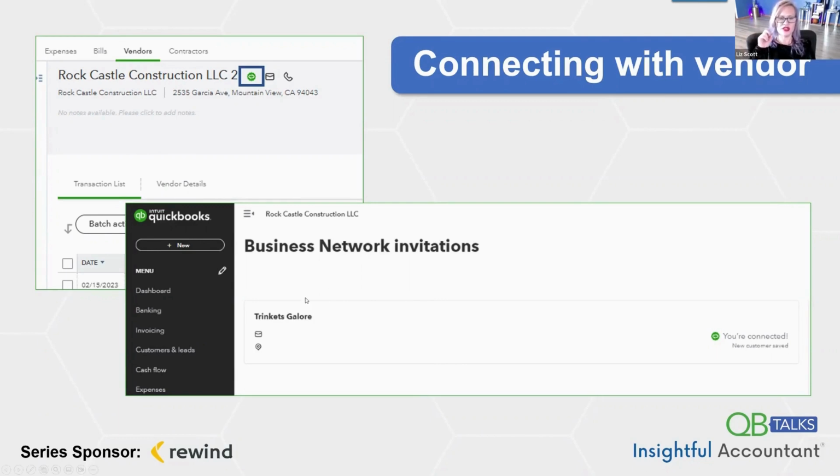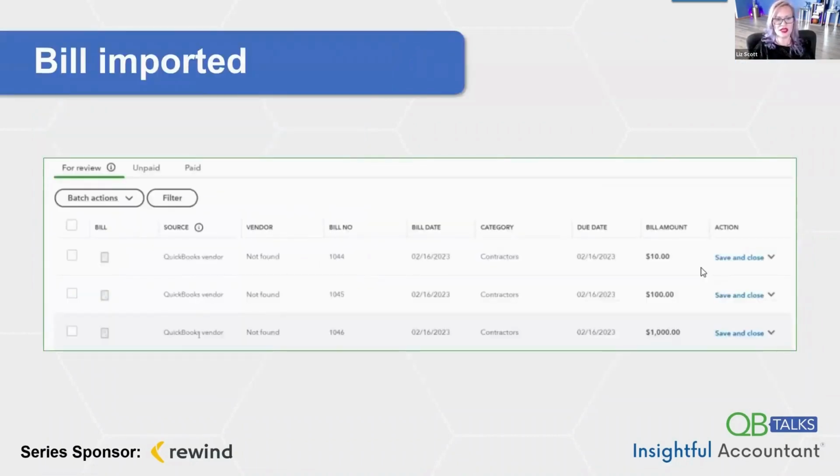In this case, one of these businesses is called Rock Castle and the other one's called Trinkets Galore. Both of them have accepted to be part of the business network, so their information is being shared back and forth. They are linked. The thing that's also cool about being linked is that you can import your bills. If I've got a customer and I am creating an invoice and we're linked, as soon as I create that invoice, it's going to link over to that business connection, and I'm going to be able to see that invoice as a bill. So it will import.